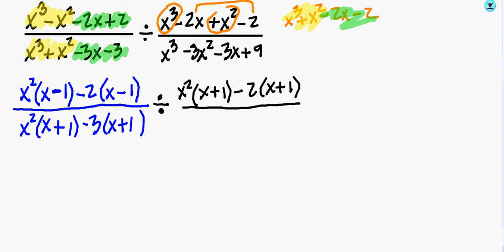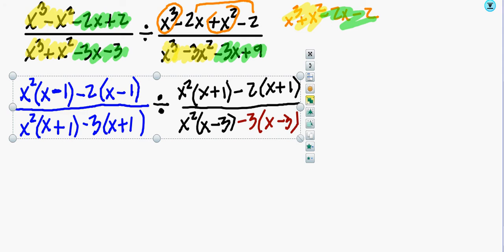Similar way in the bottom, we can group, let's see, x cubed minus 3x squared, so that we can pull out x squared. We're left with x minus 3. And then we can factor out negative 3. So we get minus 3, x minus 3 again. So this is the first round of factoring. Make it all blue.